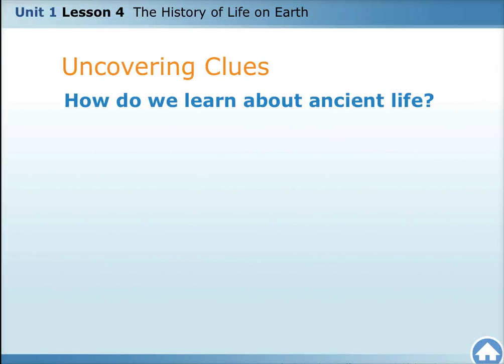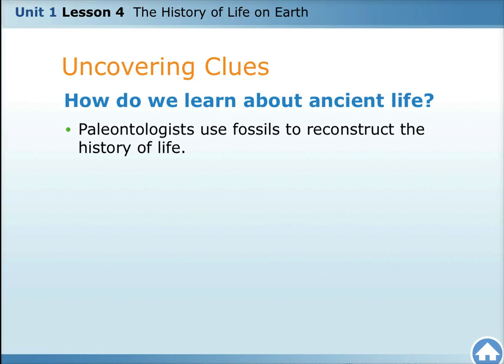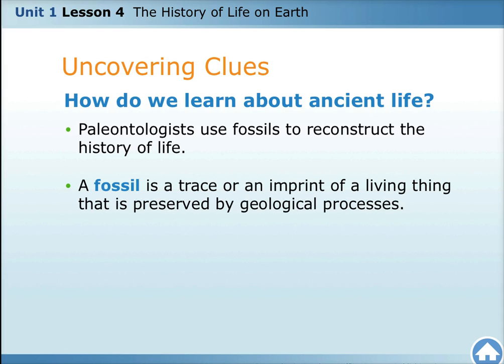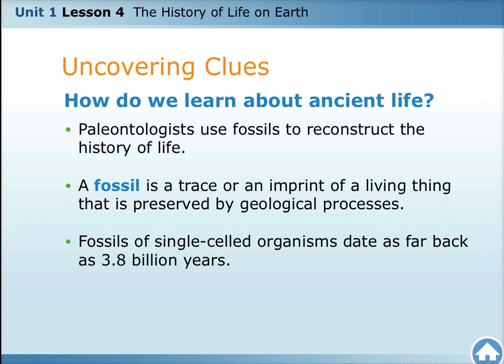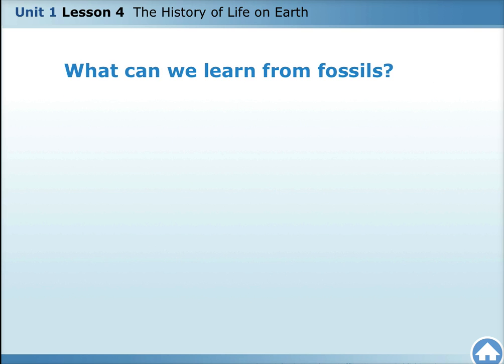So we're going to look at uncovering clues on page 40. So how do we learn about this ancient life? Paleontologists use fossils to reconstruct the history of life. A fossil is a trace or an imprint of a living thing that is preserved by geologic processes. Fossils of a single-celled organism date back as far as 3.8 billion years.